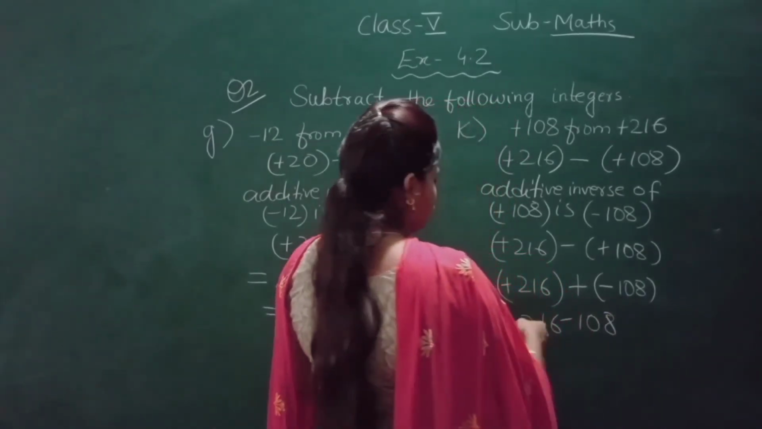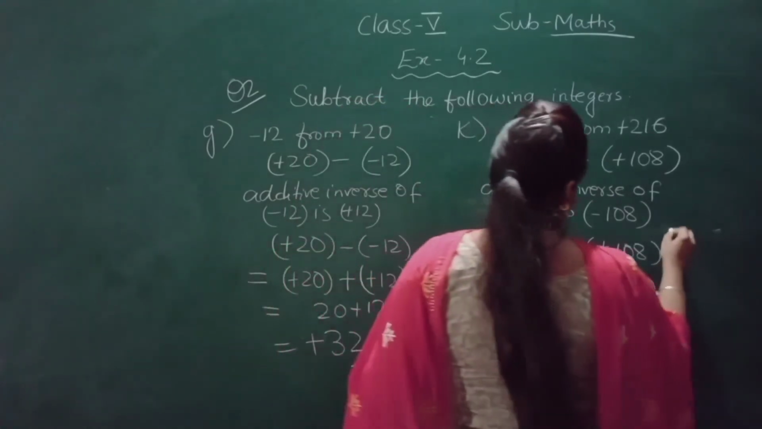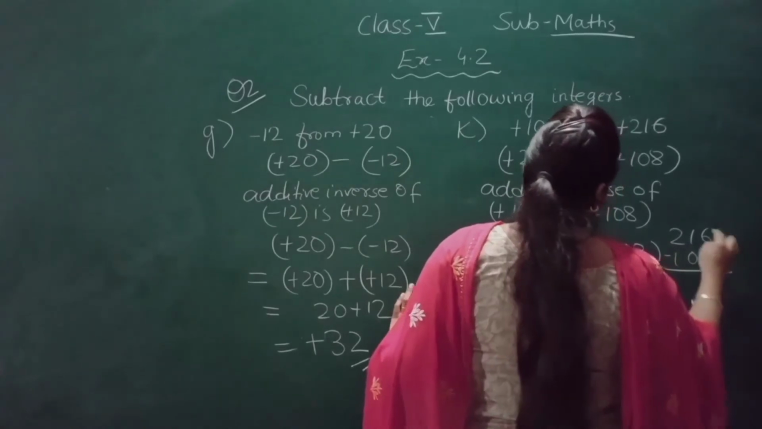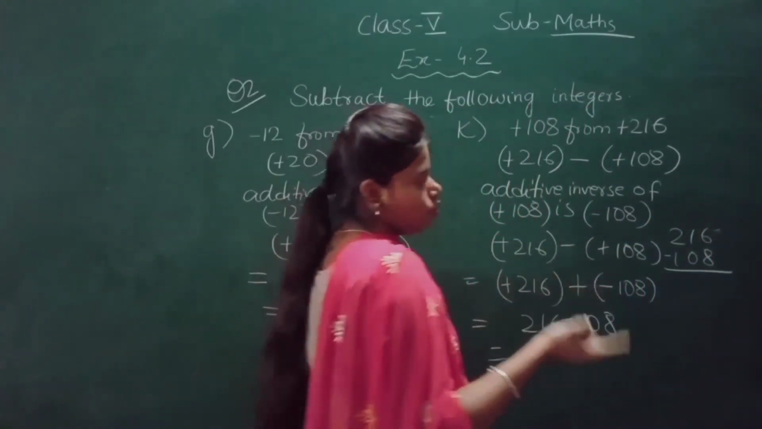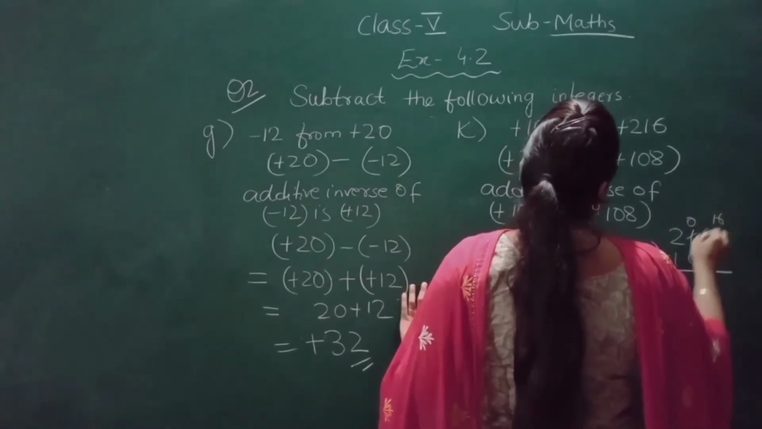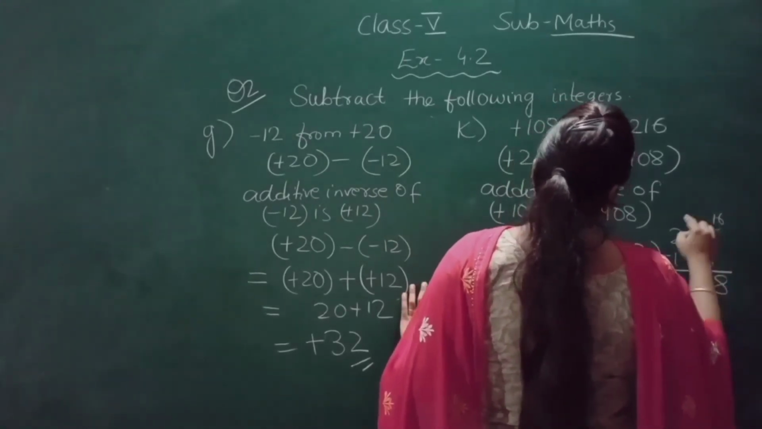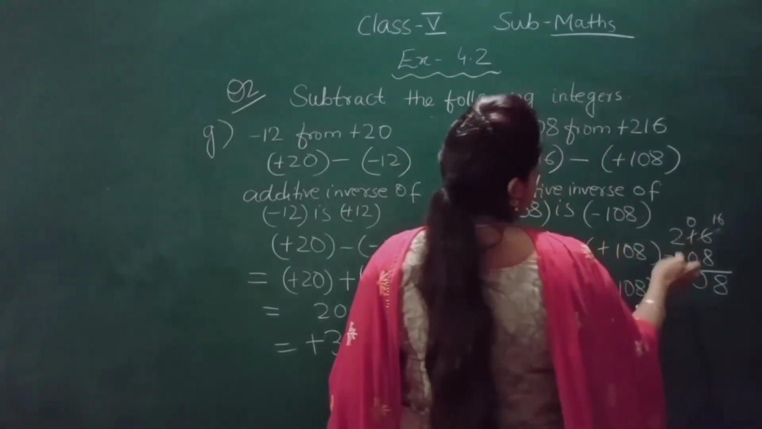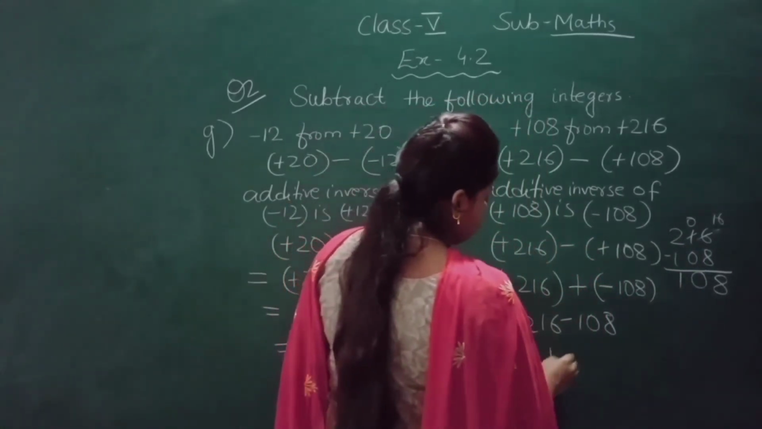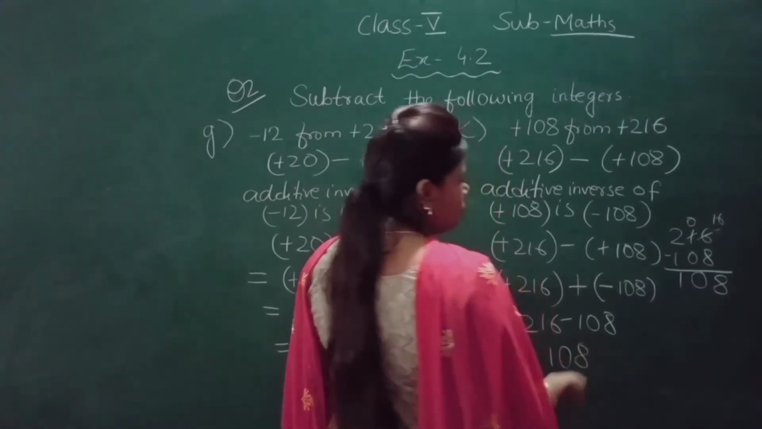Okay. Now those who cannot do it directly, you can write separately this way. And you can subtract. So from 6 we cannot subtract 8. So 6 will take borrowing from this one. 1 will become 0. 6 will become 16. So 16 minus 8 is what? 8. 0 minus 0 is what? 0. 2 minus 1 is what? 1. So how much have we got after subtracting this? 108.